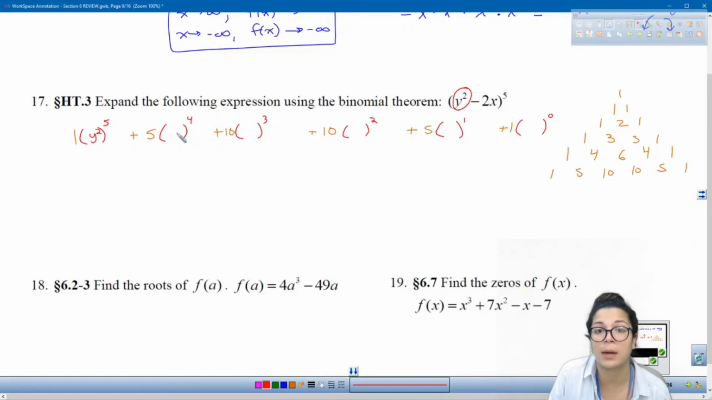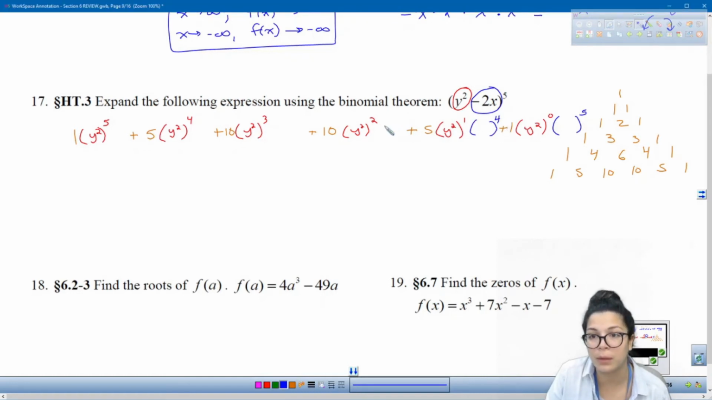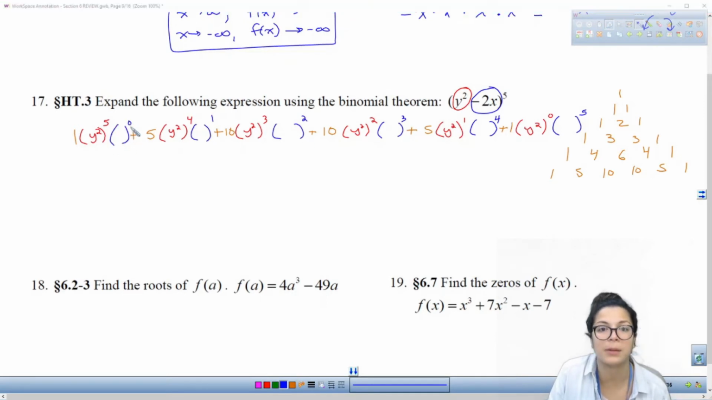So it's y squared to the power 5, y squared to the power 4, y squared to the power 3, y squared to the power 2, y squared to the power 1, and then y squared to the power 0. Your second term, you're going to start with the highest, but on the right-hand side. So that second term to the power of 5, then moving to the left to the power of 4, then to the power of 3, then to the power of 2, then to the power of 1, and then finally to the power of 0.